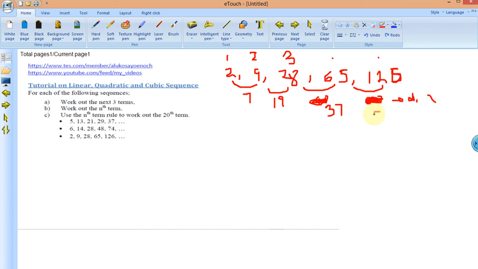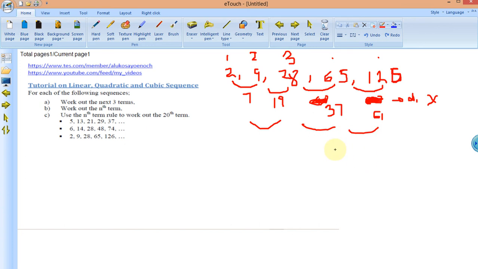So the first difference is still not the same, because this is the question: 2, 9, 28, 65, 126. This first difference is not a constant. So let's take the second difference now.